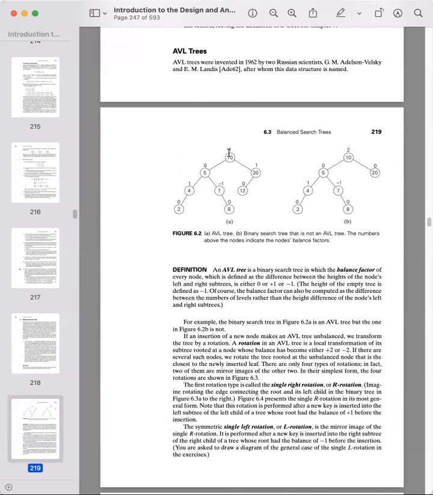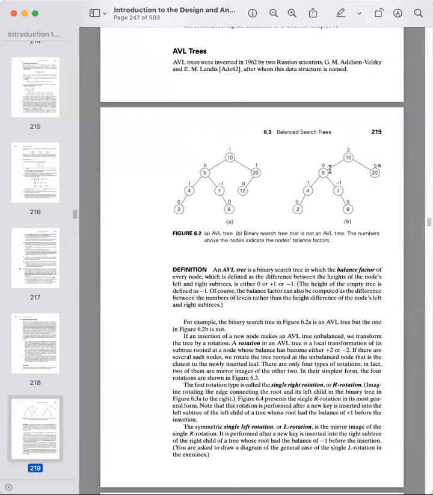Okay, that's an AVL tree. In this case, we again have a 1 because we only have a left child. We have a -1 because we only have a right child. That gives us a 0 here. Okay, this one has a 0 over here.